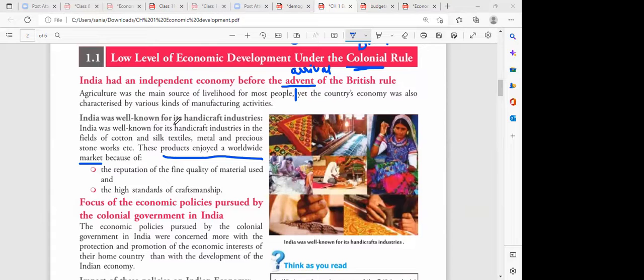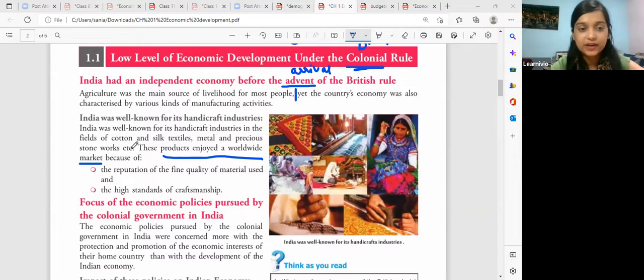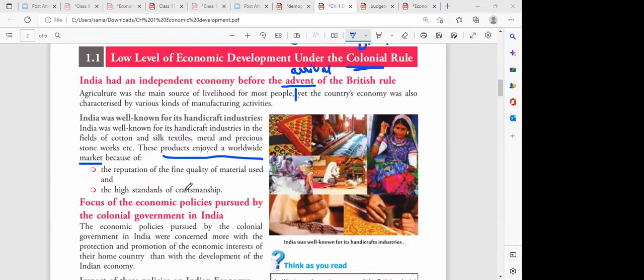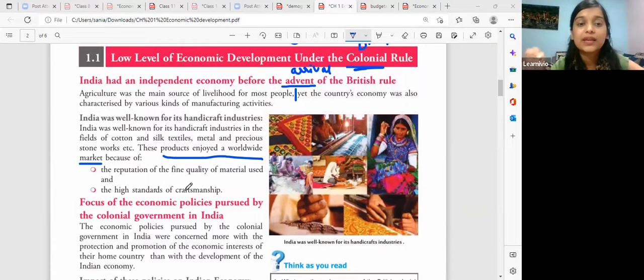Done, ma'am. And you wrote the answer after the hashtag: these two, reputation of fine quality and high standard of craftsmanship. Okay. So now next thing you'll write: name some handicraft industries of India. You'll write handicraft industries in the field of cotton and silk textile, metal and precious stone works. So basically, in the field means industries related to cotton, industries related to silk textile, industries related to metal. So these were the industries.